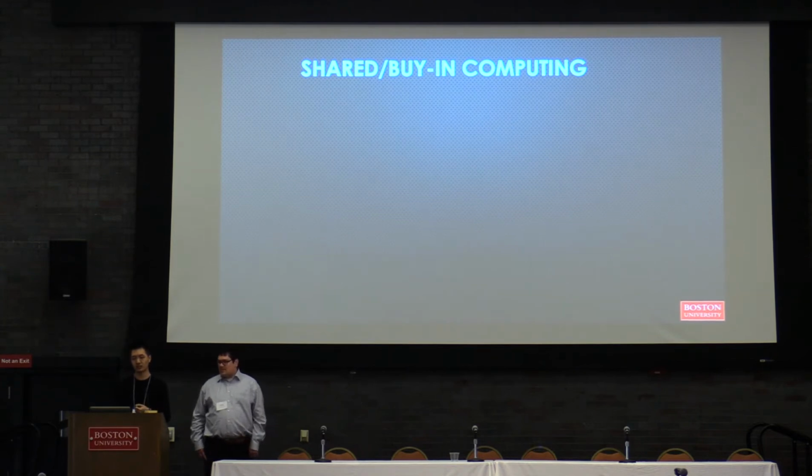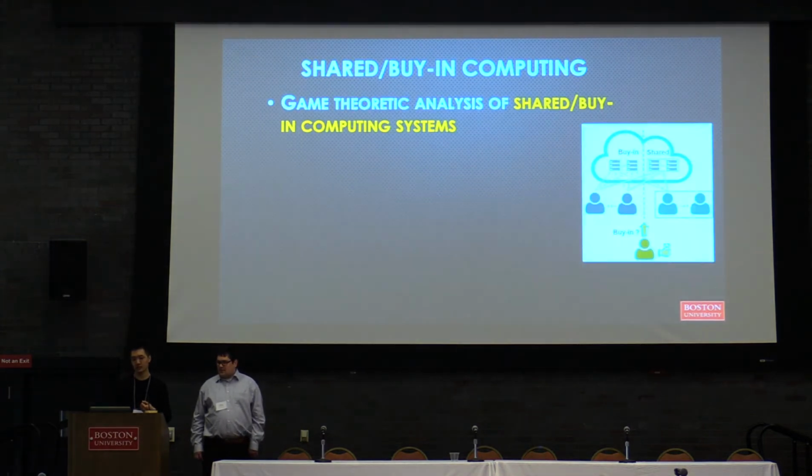The first one we want to talk about is the analysis of these shared buying computing systems. In such a system, you have the shared users, which are like the free tier users of the cloud, and you have the buying users who own some computing nodes. The idea in such a system is that we like the idle resources of these buying users to be accessible to all of the other users. So in such a form of sharing, the utilization of the system resources is enhanced, and everyone gets better off.